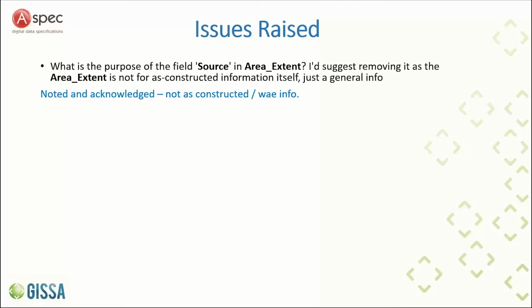The area of work extent boundary is not as constructed information. That's correct. So we're not defining the source of the area of work extent boundary. We're defining the source of the assets of the project or subdivision within the area of work extent boundary. So it's not the as constructed or the work as executed information. It is about the assets that are within that boundary.